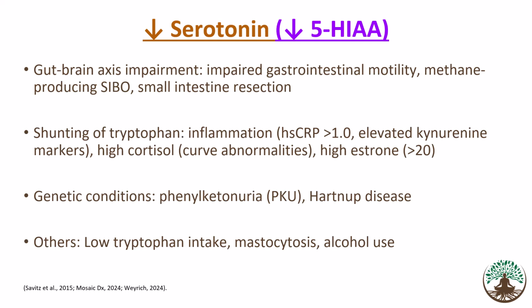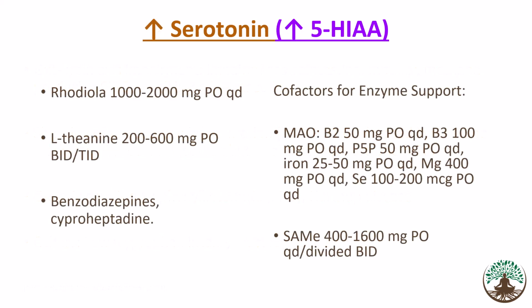Genetic conditions such as PKU and Hartnup disease can lower serotonin. Finally, low tryptophan intake, mastocytosis, and alcohol use impair serotonin synthesis. In addition to L-theanine and high-dose rhodiola, benzodiazepines and cyproheptadine may reduce serotonin levels. Cofactors for enzyme support centers around the support of MAO, and the inclusion of SAMe may be helpful.